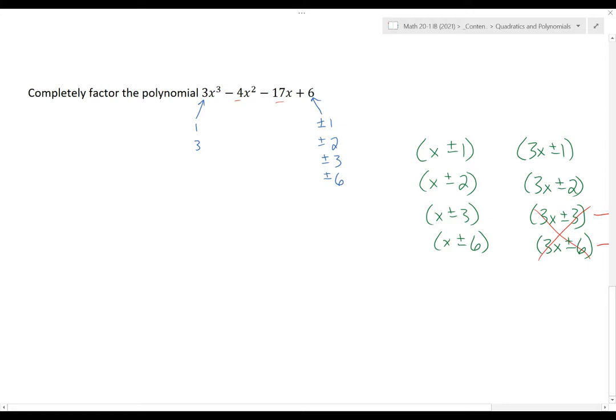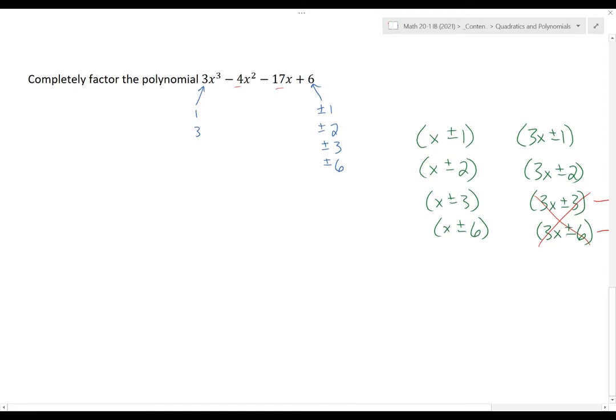If I do have 3 linear factors, then one of them would have to have a leading coefficient of 3, and the other 2 would have to have a leading coefficient of 1, because 3 times 1 times 1 would really be the only way I could multiply 3 numbers together and get 3. So that's how we use the second theorem, the factor theorem, to limit how many things we have to try.